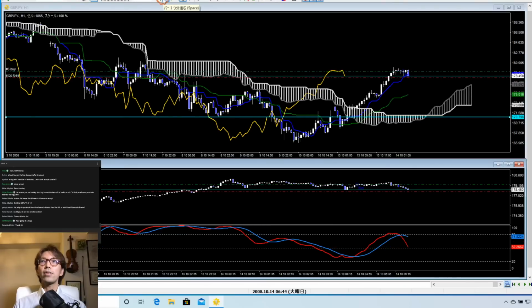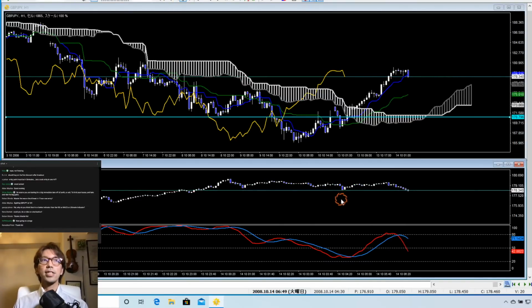Okay, now it's sloping down, and I saw the dead cross in stochastics, so I exit already. But in this case, when I look at this 1 hour chart again, Senko span A is still going up and Kijun Sen is still going up, right? So I think I will just keep holding it, and let me keep it running a little bit more.